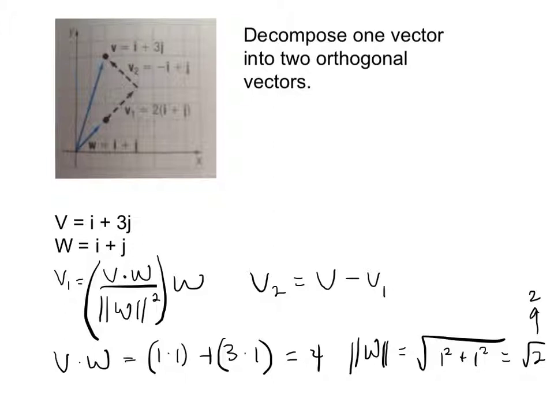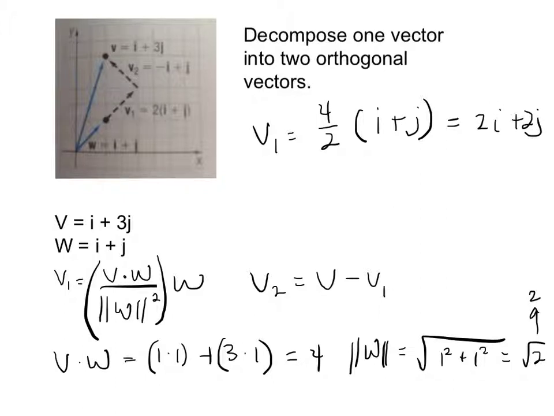So in this particular problem, v1 is going to be equal to 4 over 2. And we're going to multiply that by w, which in this case is i plus j. So we're going to get 2i plus 2j. That's our v1 vector. In this case, if I were to draw this, our v1 vector is right here. Okay? 2i plus 2j. All right? Which makes sense because it looks to me like they've got 1, 2, 1, 2. A nice little situation there. Alright, so that's set.